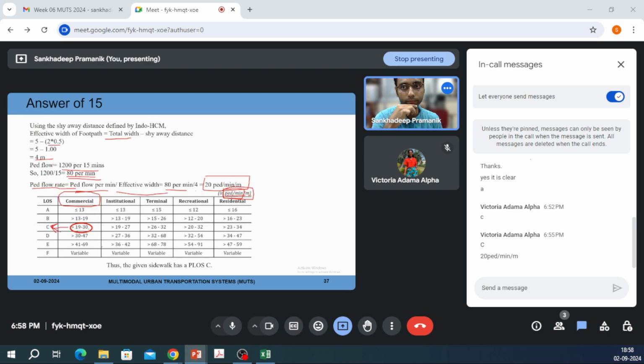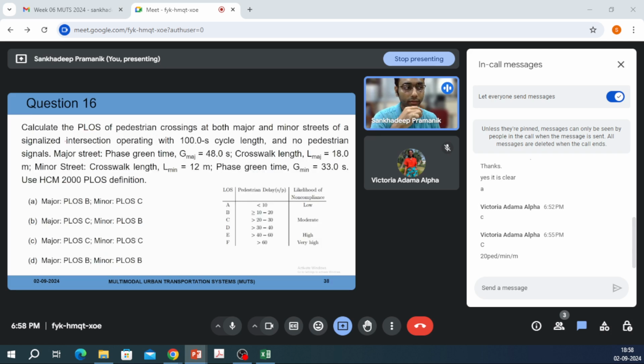Next is calculate the PLOS of pedestrian crossings at both major and minor streets of a signalized intersection operating with 100-second cycle length and no pedestrian signals. For the major street, phase green time is 48 second and crosswalk length is 18 meter, and for minor street the crosswalk length is 12 meter and phase green time is 33 second.